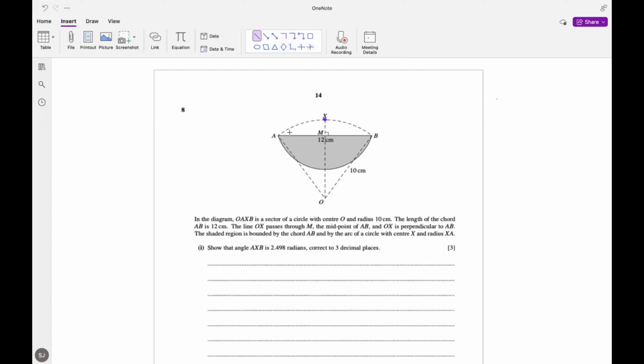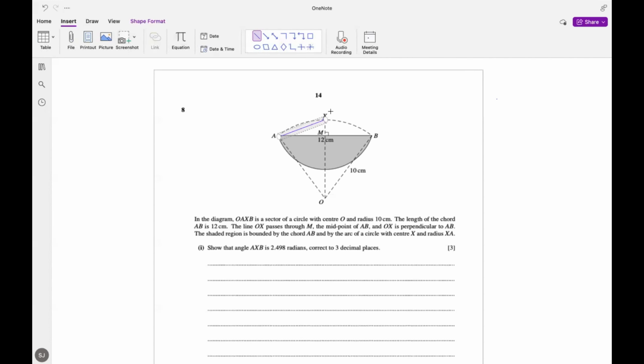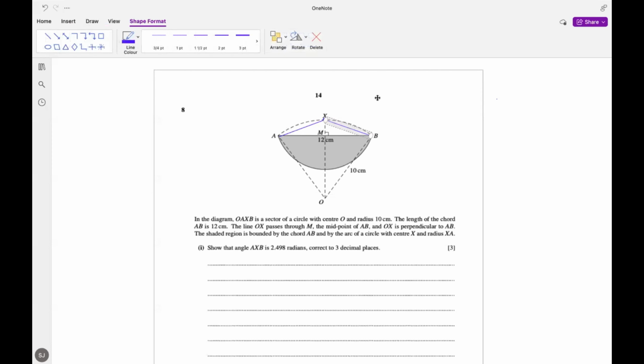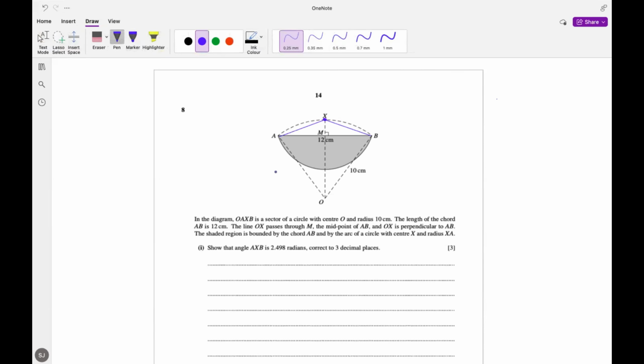We have to show that angle AXB is 2.498 radians. So to first find the angle, we can make a line from A to X and another line from X to B. So we can make a line over here, and we have to find the angle AXB. Now to find this angle, the information that we already have is that OB is 10, which means OA is also 10 centimeters.